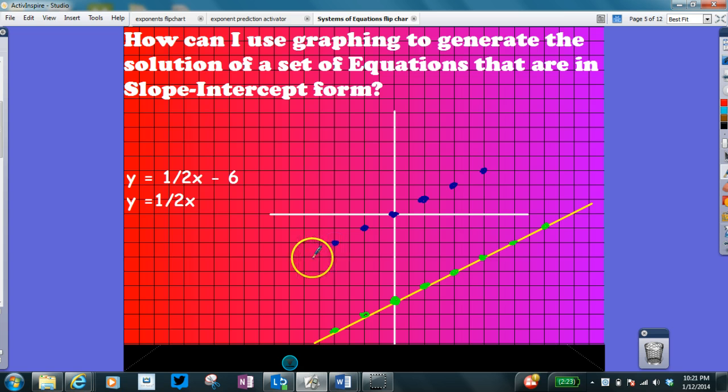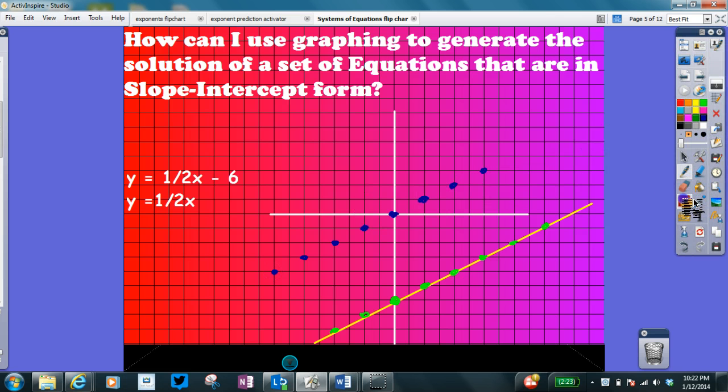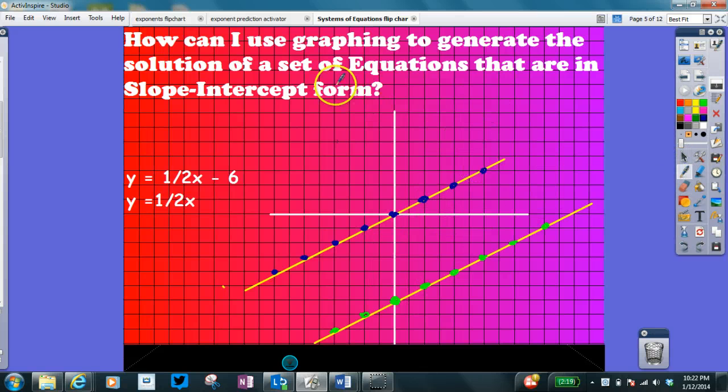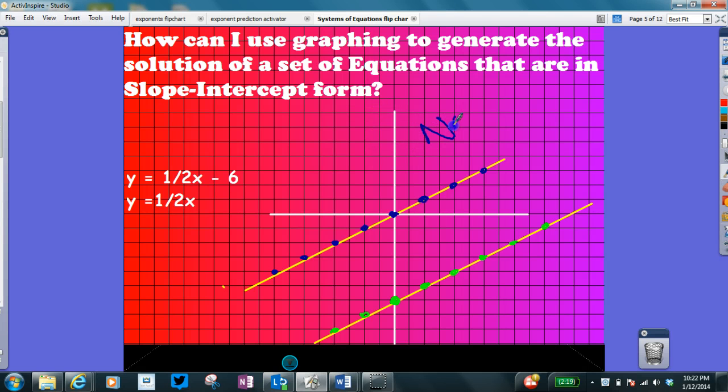And I already start to notice something about this. These lines, they're not going to intersect. So that tells me I have a different type of problem. Again, if I go back to the organizer we looked at the very beginning, when I have two parallel lines, it simply means there's not going to be a solution because there's not going to be any points of intersection. They're parallel and they're going to go on and on forever and never ever intersect.